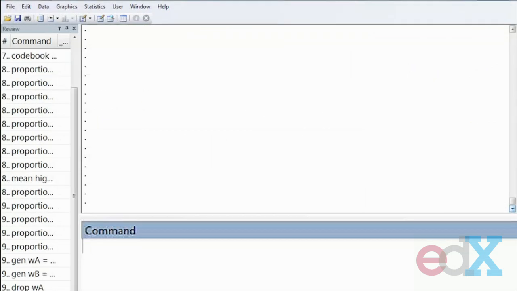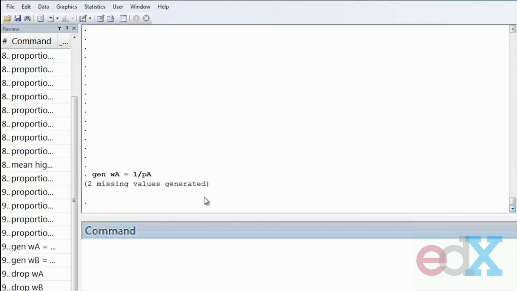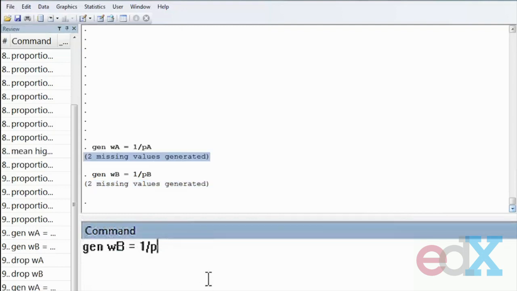So first we need to generate our survey weights. We're going to type generate WA, our weight for scenario A, is equal to 1 divided by the probability that an individual shows up under scenario A. We see that there were 2 missing values generated when we do this, so we're actually going to drop those 2 values from analysis. So now we're only making inference using 398 people. Do the same thing for scenarios B and C.